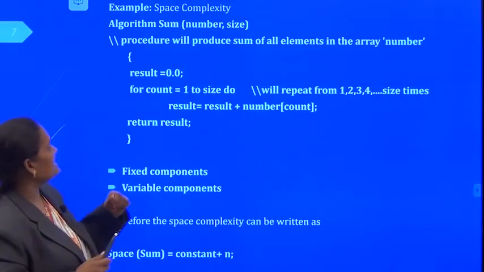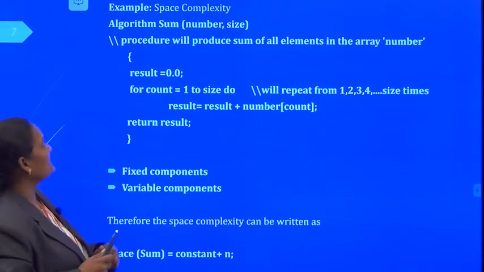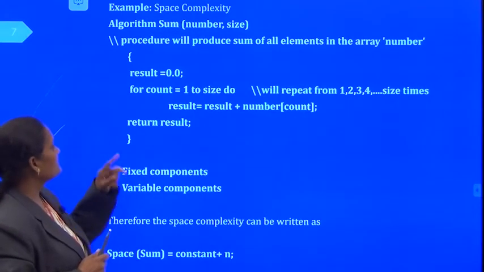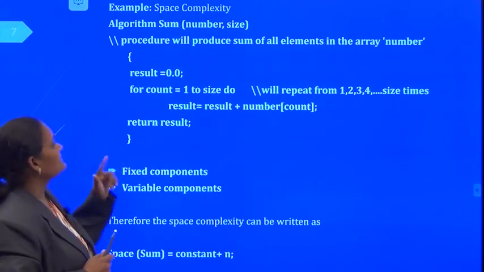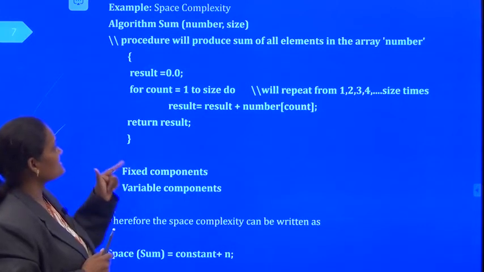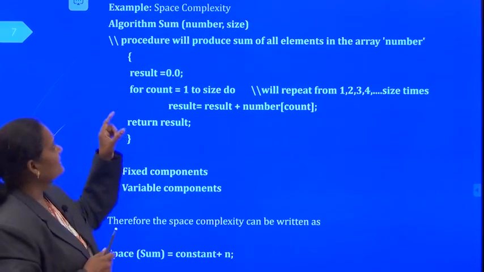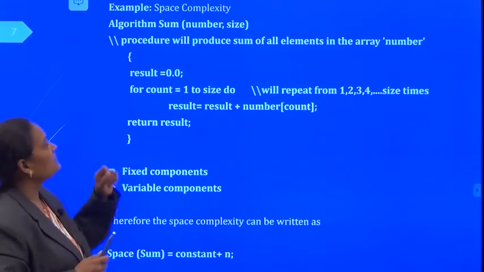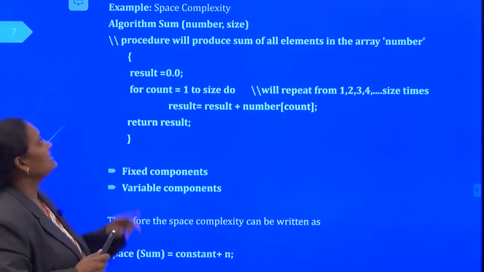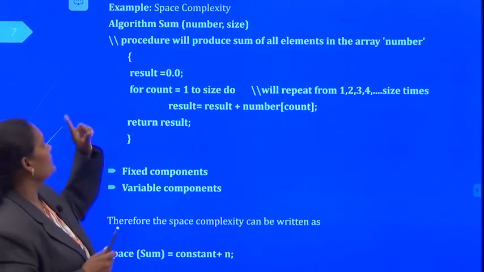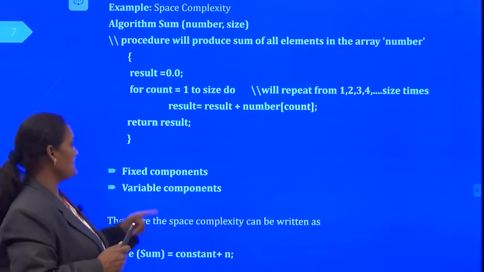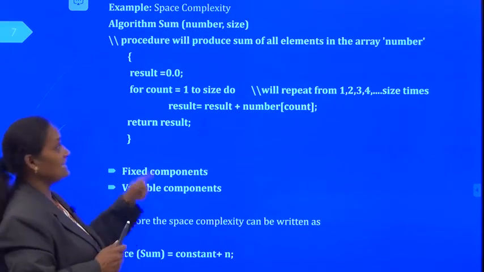Here I have taken an example algorithm, the name of the algorithm is sum, which takes two parameters, number and size. This is used to find the sum of elements which are present in the array named number. Here number is an array which contains some number of elements. The sum of those elements can be found by using this algorithm. Now what about the fixed components and variable components in this algorithm?